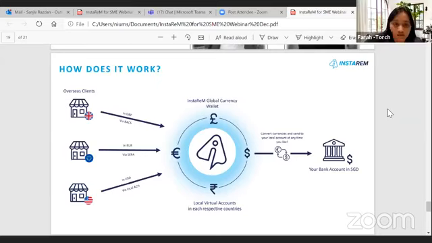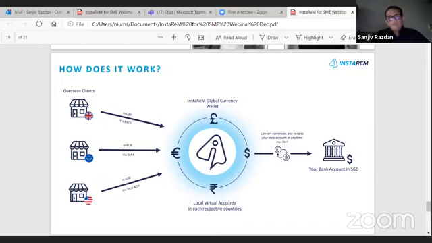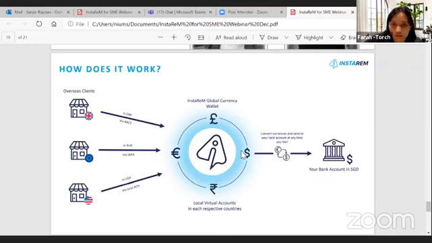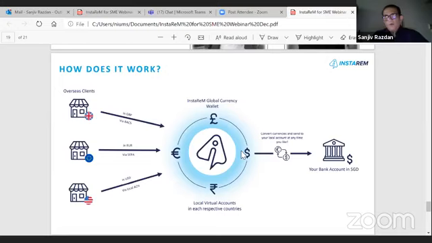So how does it work? Simple. There are certain specific currencies in which we can open this account, and if you have buyers in those currencies, you tell them to pay in this local account that we have opened for you, and the moment Instarem collects that money into this account, this money is visible to you and you can then ask for this money to be transferred to your bank account, or you can use this money to make payments to other people that you want to make payments to.